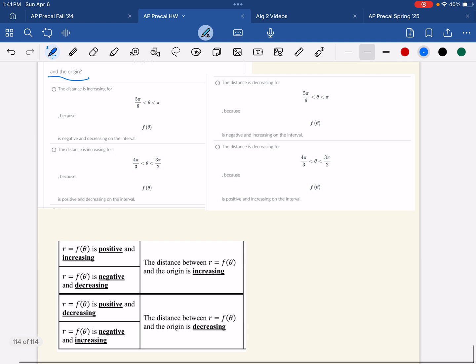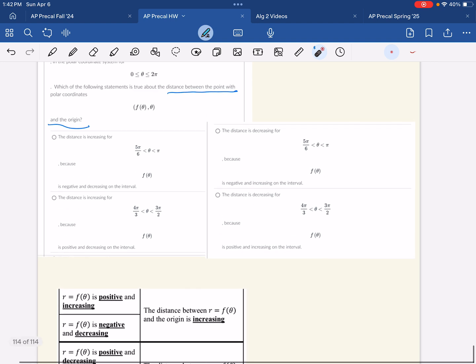And here we go. I put this table again. We're trying to see that distance is increasing if our function is positive and increasing or negative and decreasing. And then if it's decreasing, we're looking for opposites here. Positive but decreasing, negative but increasing. So I would scan my answer choices here and see I have 2 different intervals.